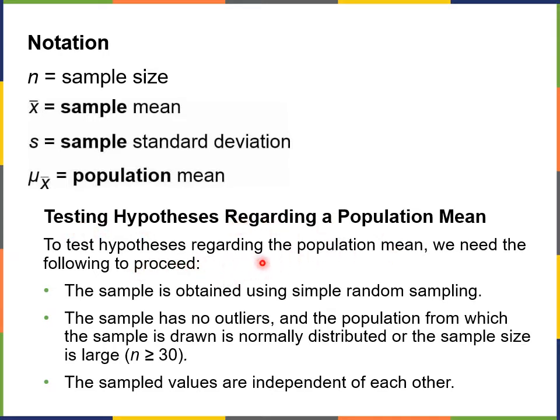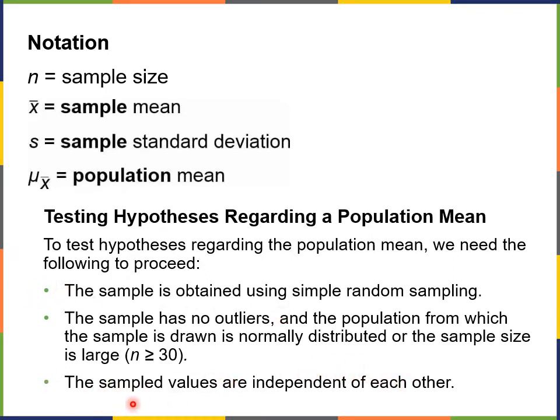What do we need? Okay. What we need to do this is that we need the sample to be a simple random sample. We need a good sample. This is always the case. Second, the sample has no outliers and the population from which the sample is drawn is normally distributed, right? But sometimes you don't know that. So the next thing is we could also deal with a sample size that is bigger than 30. So if we have a small sample size, we need some information. If we have a sample size that's bigger than or equal to 30, then we don't need that information. So no outliers and normal distribution, or sample size is bigger than or equal to 30, right? And the last thing is that the sample values are all independent.